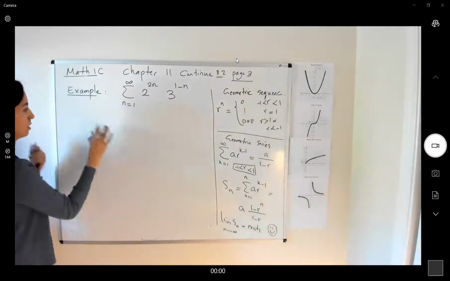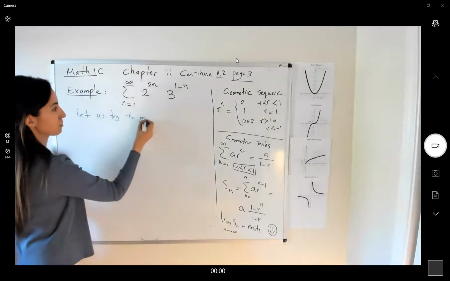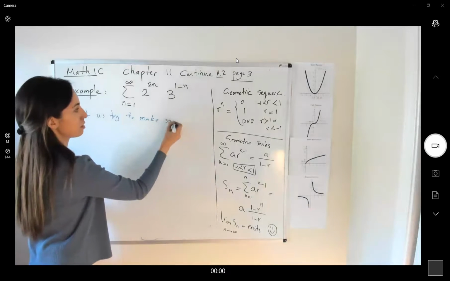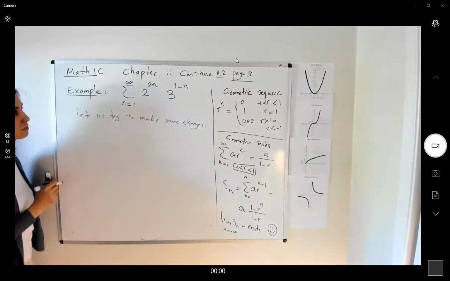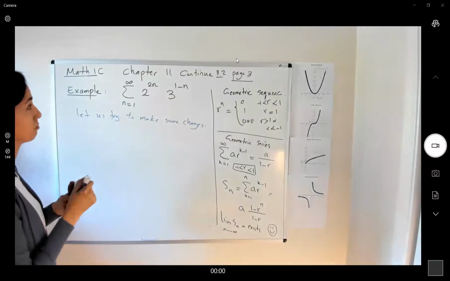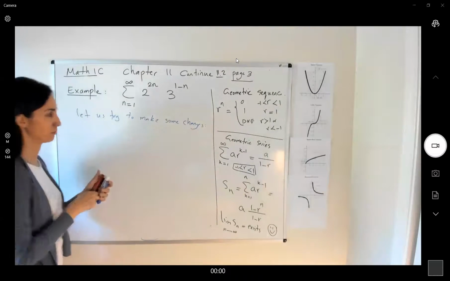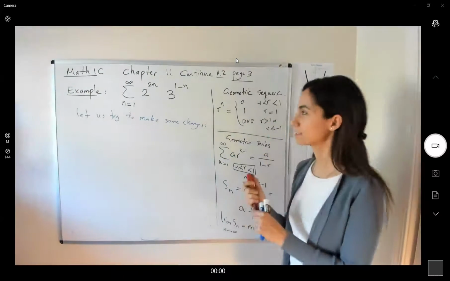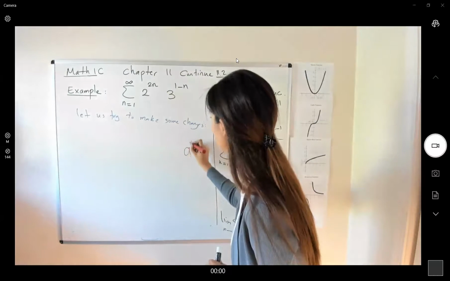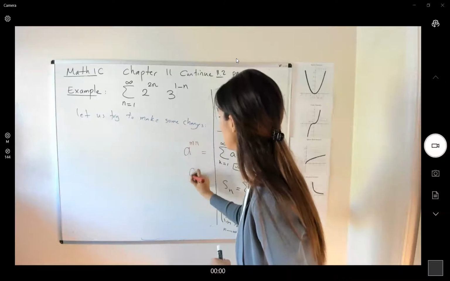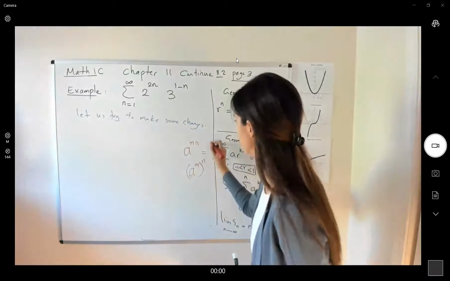So let us try to make some changes to this series. I have 2 raised to 2n. First of all, I have a number raised to 2 exponents, a raised to m times n. What's the meaning of that? It means a to the m, raised to the n.